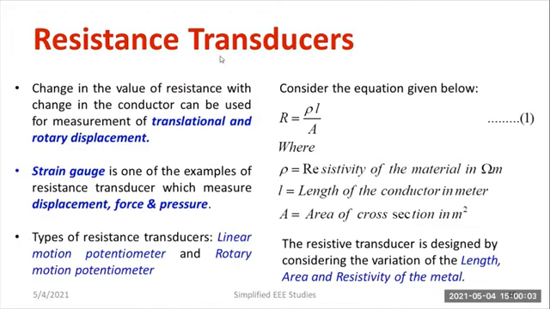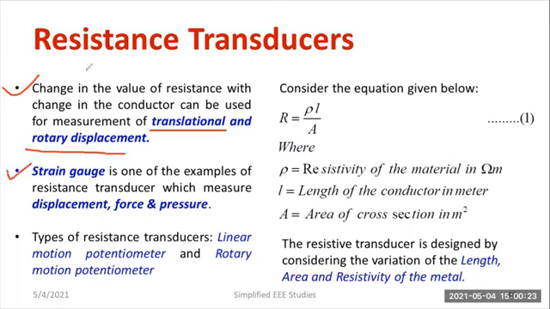Let us understand the basic principle of resistive transducer. A change in the value of resistance with a change in the conductor can be used for the measurement of translational and rotary displacement. Translational motion means linear motion. So you can measure both linear motion and rotational, circular motion.